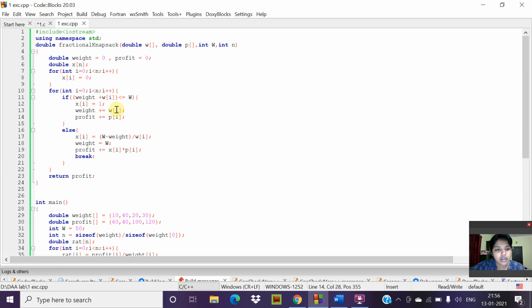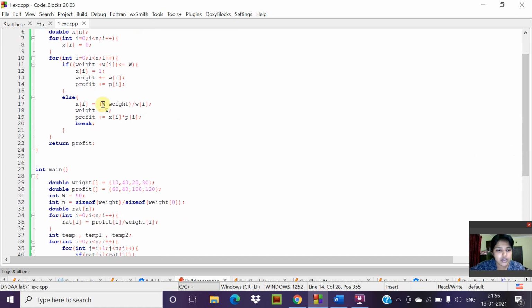Then we are incrementing weight by w of i and profit by p of i, and in the else part we are setting x of i equal to W minus weight, divided by w of i, and we are storing the capacity in the variable weight, and then we are calculating the profit as profit plus x of i into p of i. We are giving a break to stop there, and we return the profit.